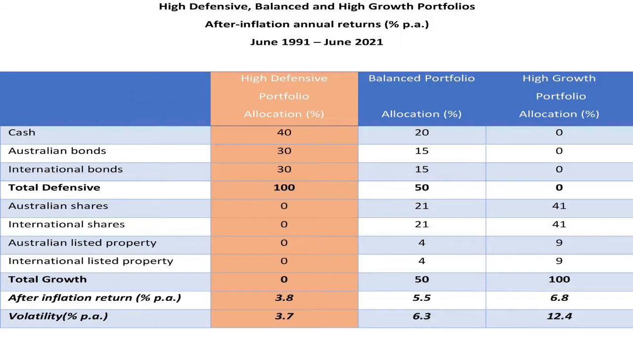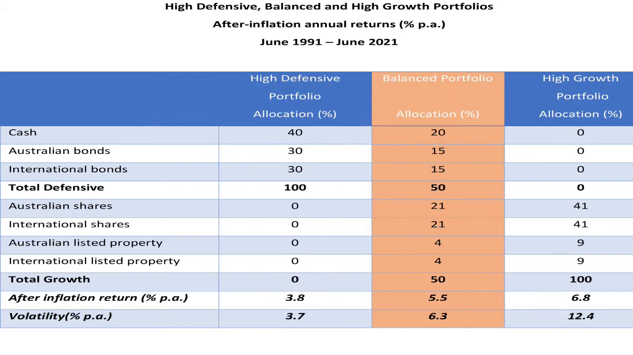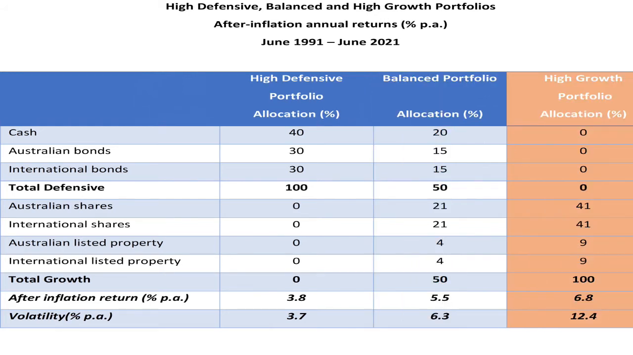To examine the link between asset allocation and future wealth possibilities, the table on the screen compares the historical performance of a 100% defensive, 0% growth portfolio, the high defensive portfolio, a 50% defensive, 50% growth portfolio, the balanced portfolio, and a 0% defensive, 100% growth portfolio, the high growth portfolio, for the 30 years to 30 June 2021, using well-accepted indices for asset class returns.